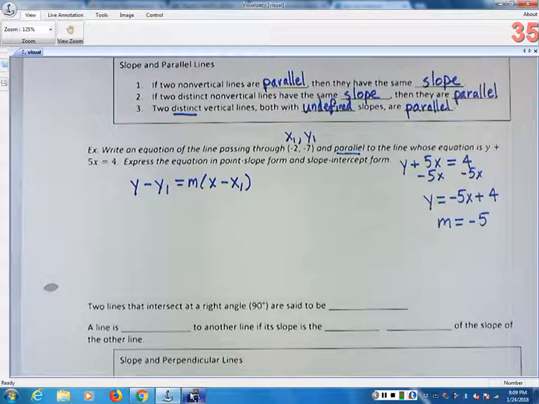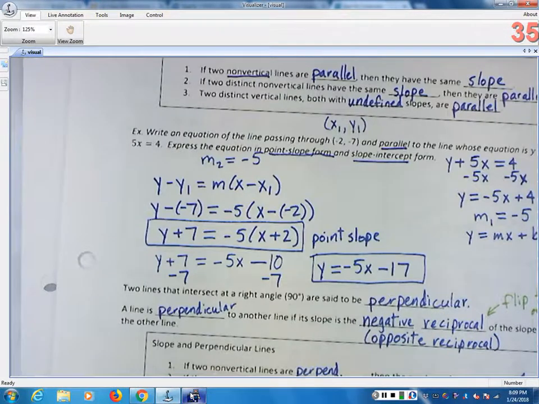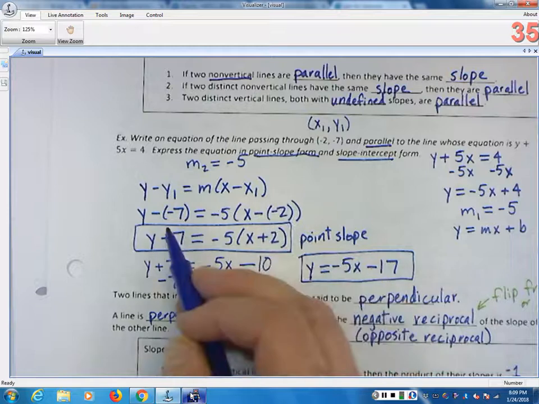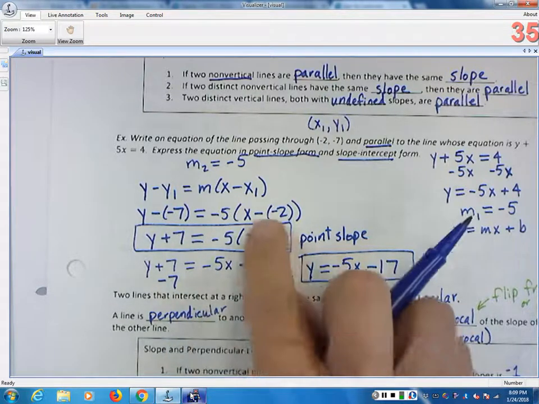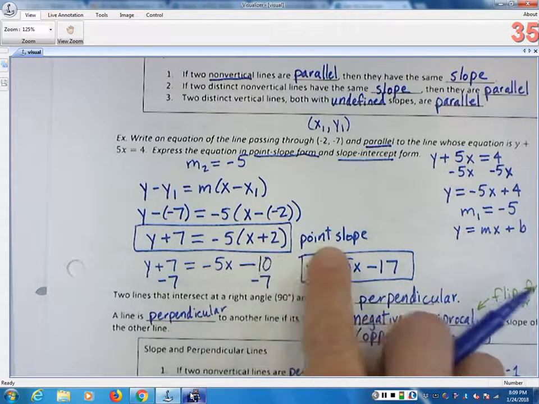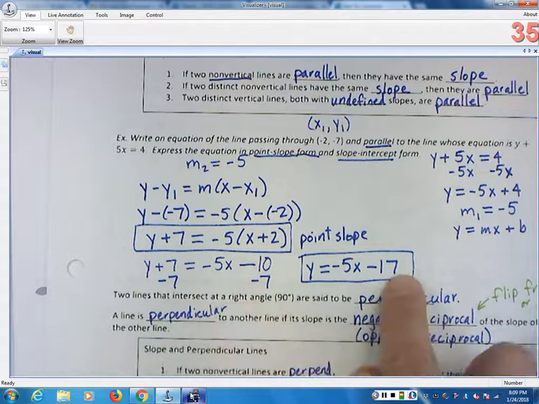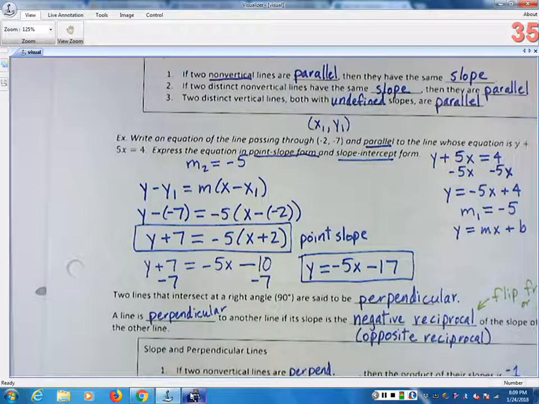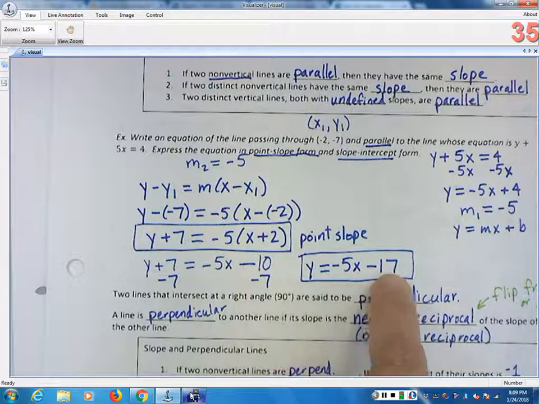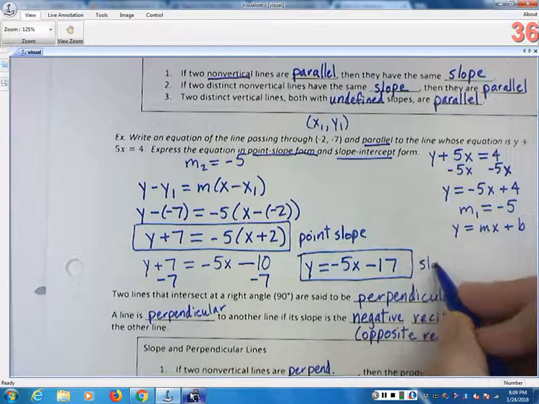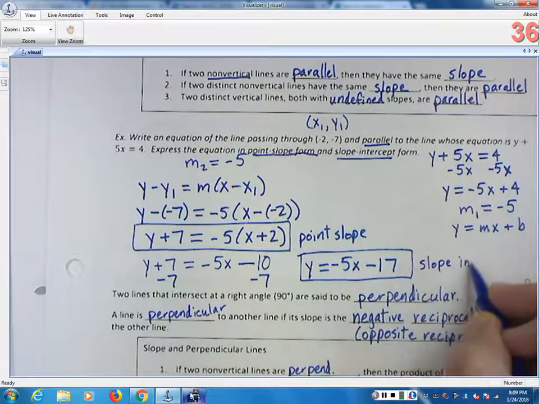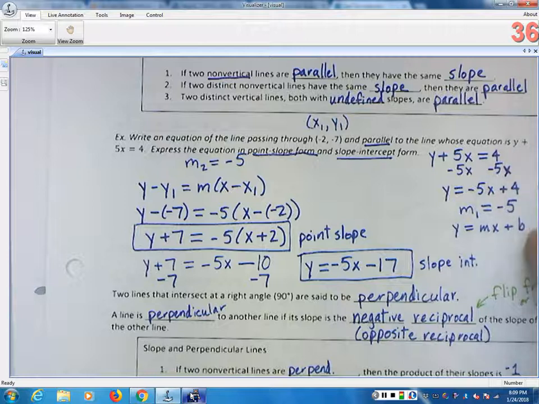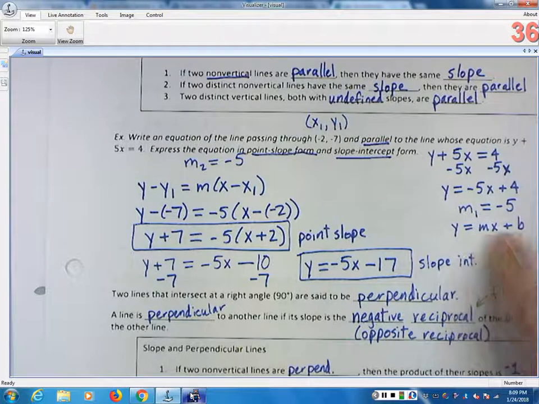We've been doing this how many times already? So this is what you get. You plug those in, you change the signs. Here's the point slope form. Solve for y, and that's what you get. And you can try that. You get minus 5x minus 17 for slope intercept. But I made this a little harder. I want you to realize it has to be in mx plus b form.